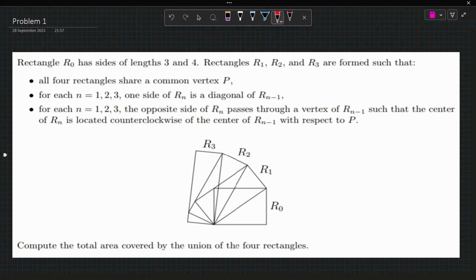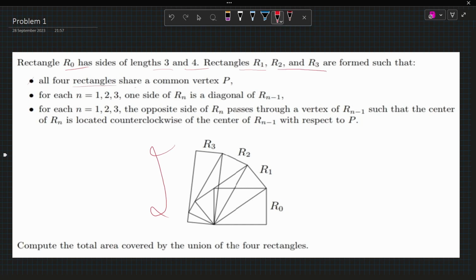So hello guys, today's question is that we have been given a rectangle R0 which has sides of length 3 and 4, and another three rectangles are given, named R1, R2 and R3, such that they form a structure like this.